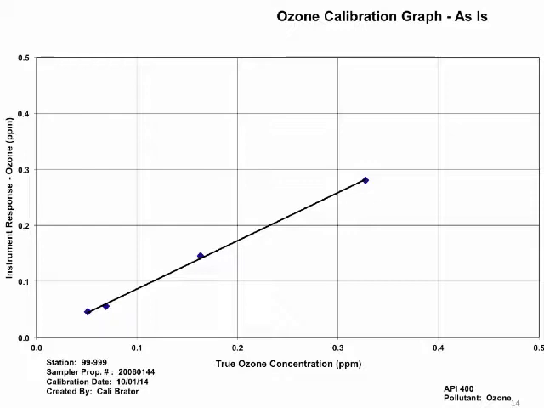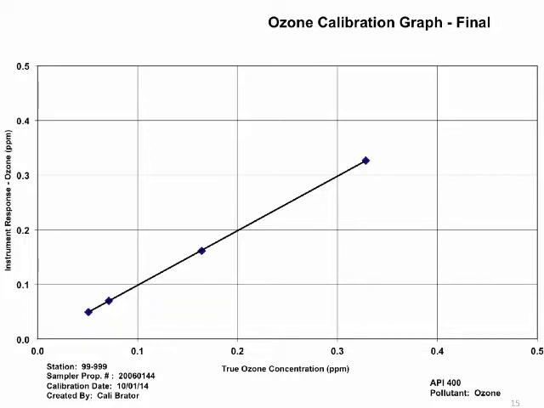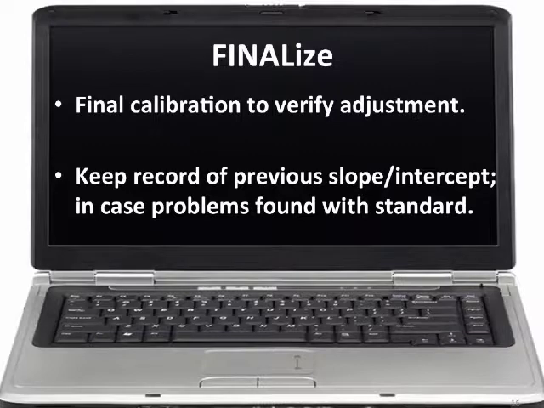So that's for the as-is, and then once a final has been conducted, we see the change in our graph there. It looks a lot better, with a regression line slope of 0.99. So we did the adjustment, and then we go through and do our final calibration. For the final calibration, we run through those calibration points again to verify the adjustment that we made. An important point that I want to stress is to make sure to keep a record of your instrument slope and intercept, both before and after you do any kind of adjustment.